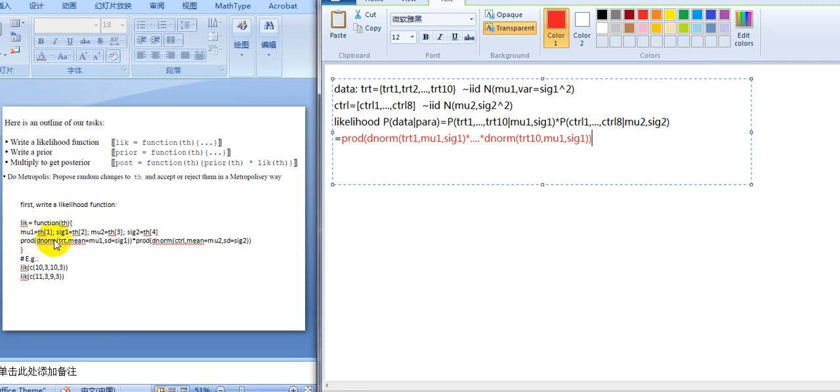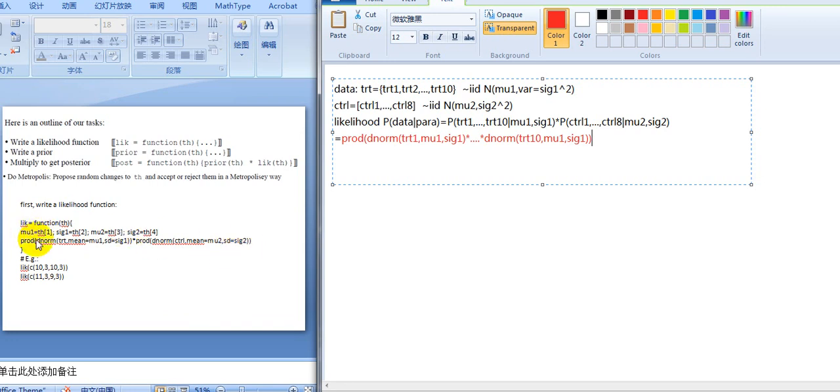Okay, then what's the likelihood? Likelihood is a product of dnorm, the density of normal, and we put in the whole vector of treatment, and mean is mu1, standard deviation is sigma 1, times another product, right? Density of normal with the control vector. Mean is mu2, standard deviation is sigma 2.